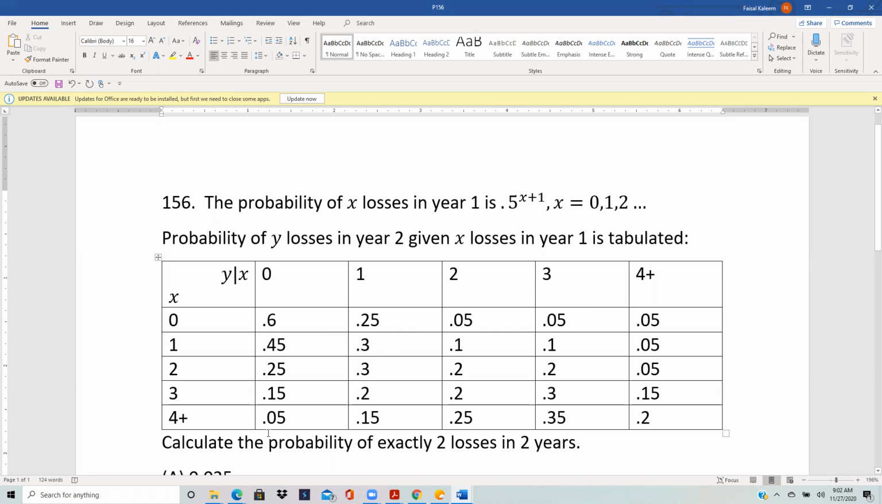So you have to find the probability of exactly 2 losses in 2 years. That means that we are looking at the cases where X plus Y is 2, because X is the losses in the first year and Y is the losses in the second year, given X losses have taken place in the first year.